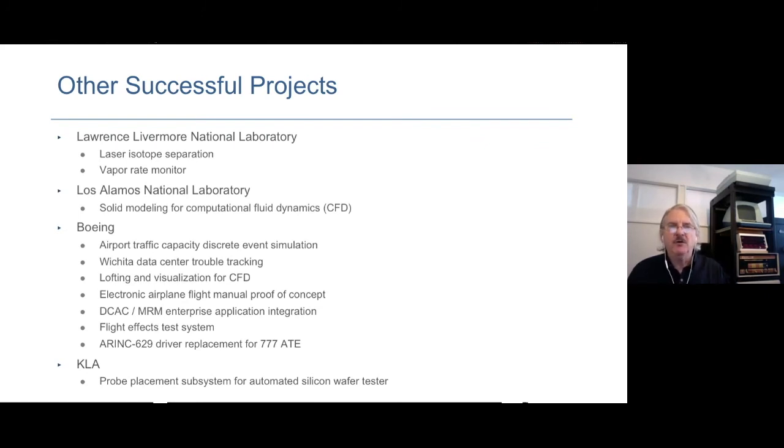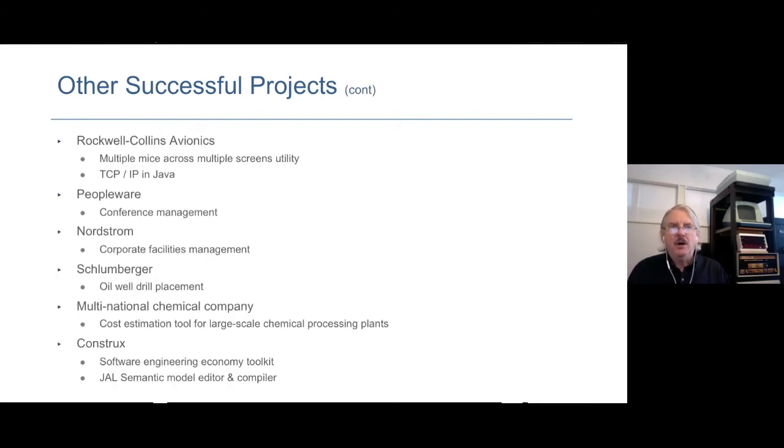There are many other successful projects that we don't have time to go into, but this has been used at Lawrence Livermore Laboratory, Los Alamos National Laboratory. There are other projects at Boeing, KLA, Rockwell Collins, a company called Peopleware, Nordstrom, Schlumberger, a multinational chemical company that prefers to remain nameless, and I've used it on some internal projects that I've been working on at Construx. And so again, this is not some idea that might work. It's been well exercised, it's been honed, it's been tuned over about 35 years. And so the point is it actually works quite well.